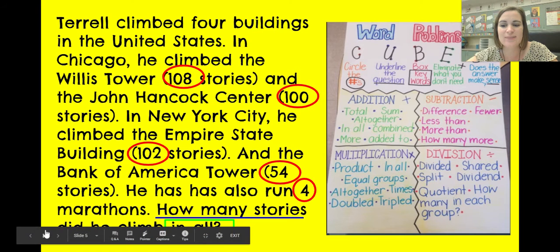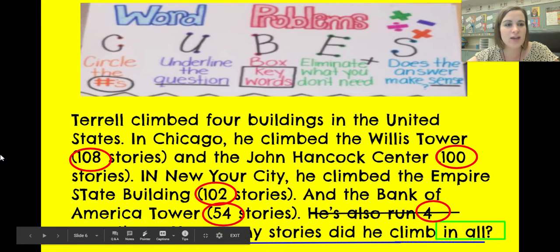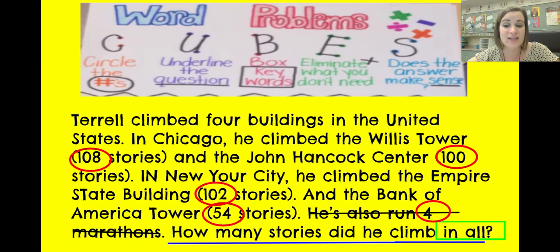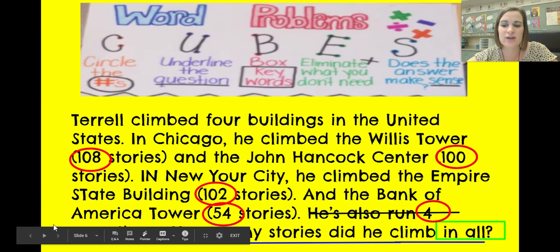After that, we want to eliminate what we don't need in the story. Sometimes stories have extra things. The part where it said he also ran 4 marathons, we don't really need to use that number when we are adding today, because it's asking us how many stories did he climb in all. That was marathons he ran, not stories. So I can cross that off and eliminate it. Finally, we're going to solve and see if our answer makes sense.